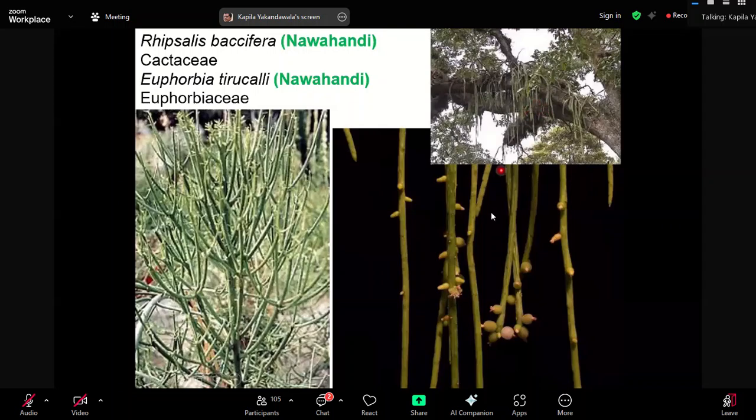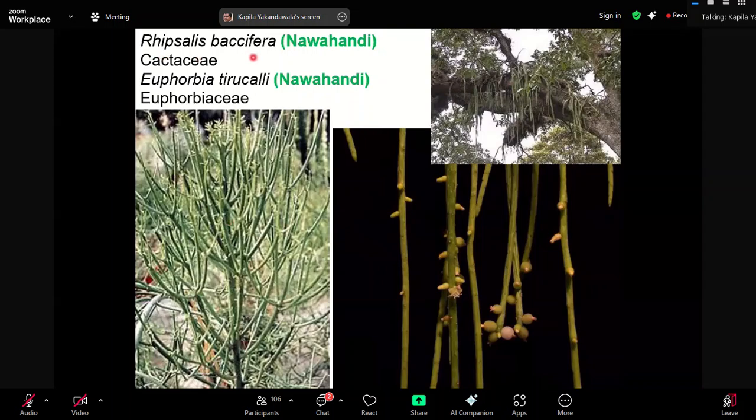But ordinary people use this plant in our home garden and we also call it Navahandi. If you look at the botanical names, this one belongs to the Cactaceae family, the cactus family, Rhipsalis baccifera. This belongs to the Euphorbiaceae family, Euphorbia tirucalli. So you see, incorrect identification can lead to problems. And if the Veda Mahatya had said Rhipsalis baccifera instead of Navahandi, this would have been avoided.